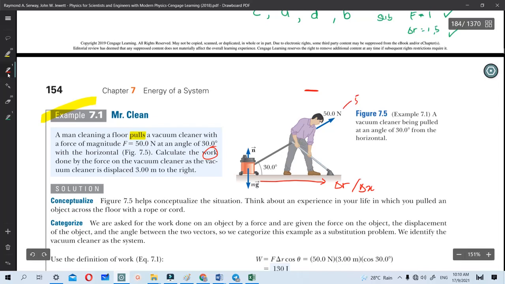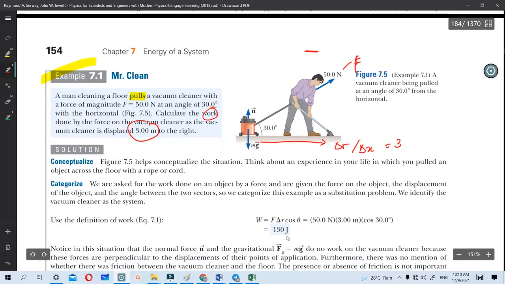This is the force F, and this is the displacement, which is now to the right, positive ke kanan, and 3 meter distance. Because of that, the force becomes force times cos 30, because we want it to be parallel. So the answer is 130. So 130 joule is being expended by this man. 130 joule telah digunakan oleh this guy to pull the vacuum cleaner.